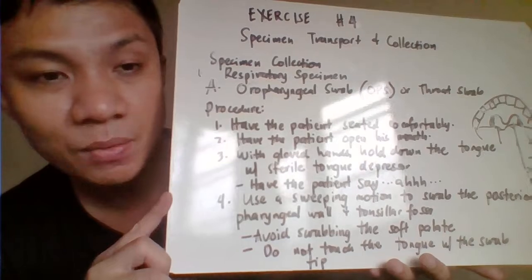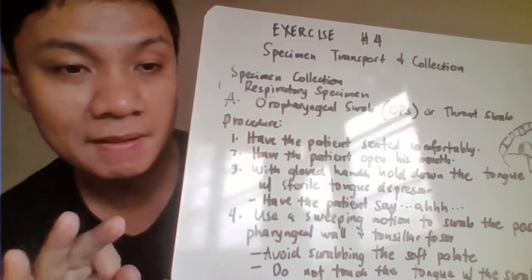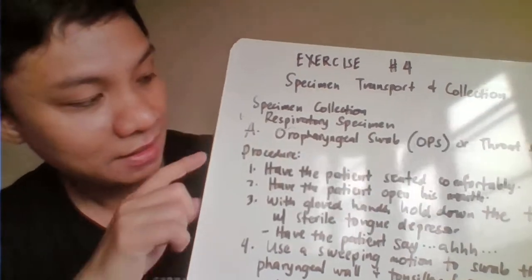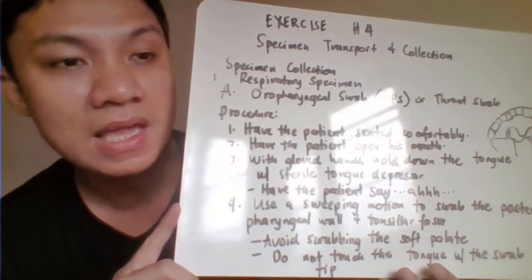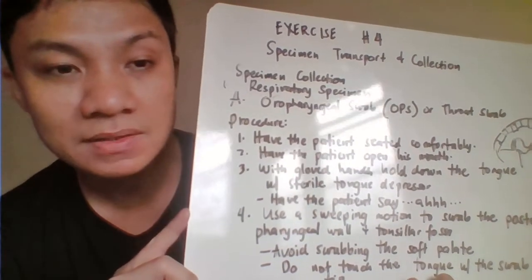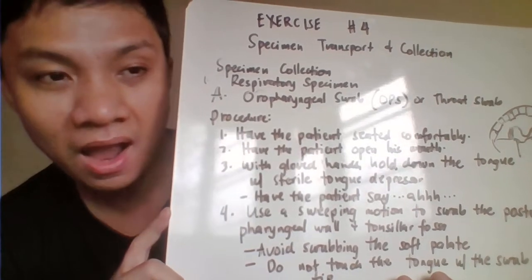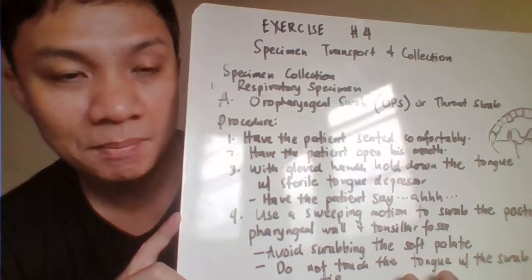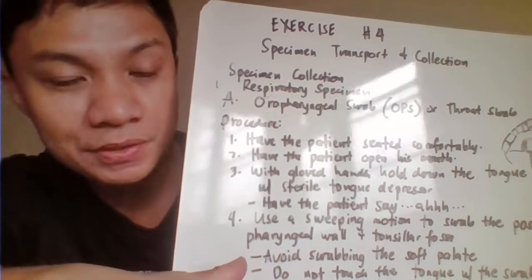Okay, procedure for this one. We'll be needing the swab. We'll also be needing the tongue depressor. Okay, so the procedure. Number one, have the patient seated comfortably, and then instruct the patient to open the mouth and say ah. Make sure that the patient keeps the tongue at the lower position.